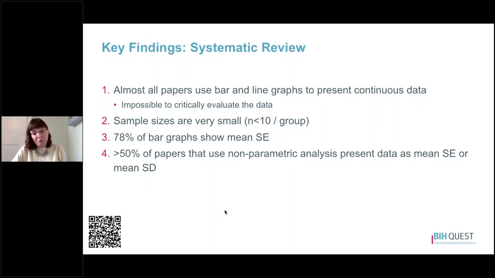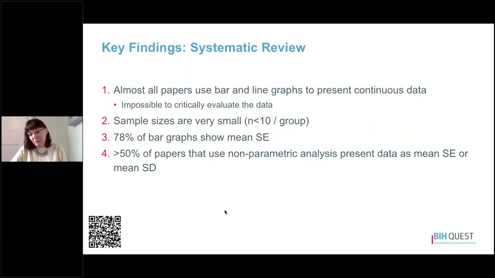In only 16% of cases, the bar graph error bars were used to show the standard deviation, which tells us about the variability in the data and the amount of overlap between groups. And lastly, we found that this practice of presenting summary statistics in bar graphs was so ingrained that more than 50% of papers that used non-parametric analyses presented continuous data that they had analyzed via a non-parametric analysis as a mean and standard error or a standard deviation.